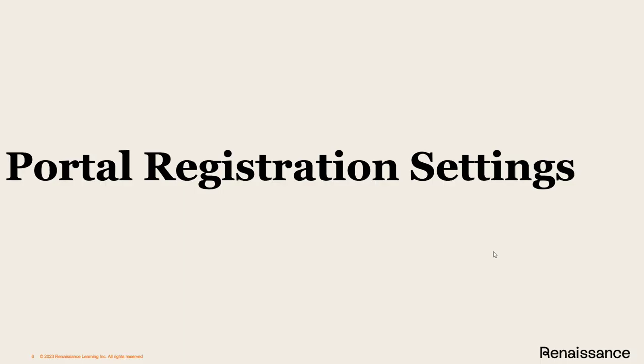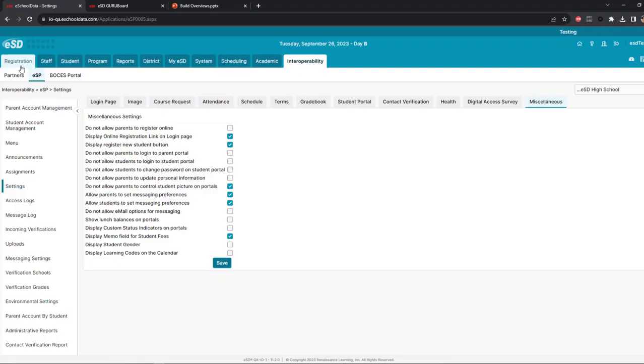The next updates are for Parent Portal registration settings. If you navigate to Interoperability, ESP, Settings, and Miscellaneous, you'll find a new option that allows districts to display the online registration link on the login page. What this is going to do is it's going to add an additional link to the Parent Portal login page that will specify that it's for online registration.